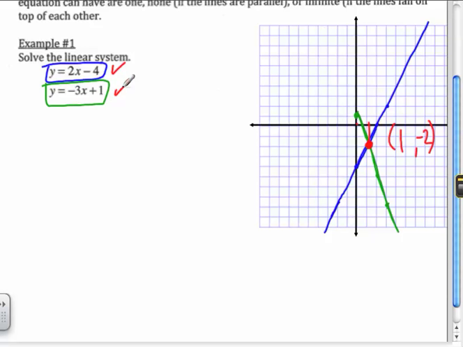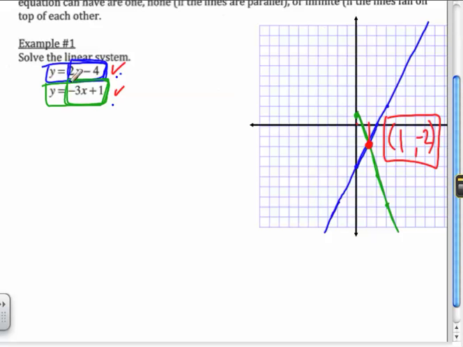Now the thing is, today I'm going to show you how to find out what this point is without graphing it. Okay? It's easy. It's not hard. You just need to follow my directions. Step 1, make sure that it's in function form. Okay? Are both of these in function form? They are. The first one says y equals 2x minus 4. The second one says that y equals negative 3x plus 1. Both of those things are equal to y.